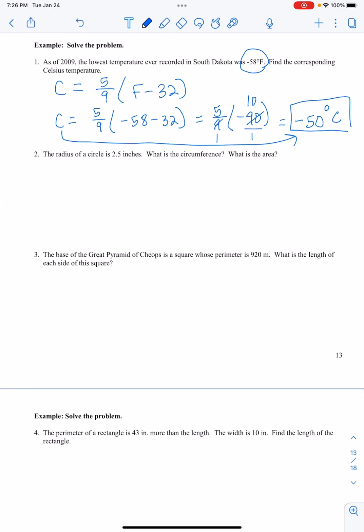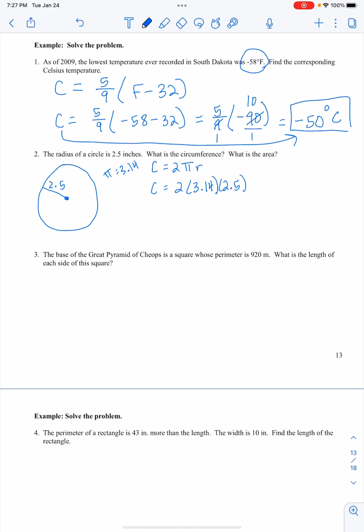Problem 2 says the radius of a circle is 2.5 inches. So if we draw a circle, the radius starts from the middle and goes out only one direction. So this is 2.5. If you want to find circumference, circumference is equal to 2 pi times the radius. We're going to let pi be represented by 3.14. And we're going to plug in what we know. So C equals 2 times 3.14 times 2.5. And then we would just simply use a calculator.